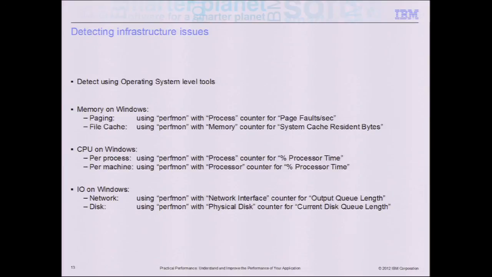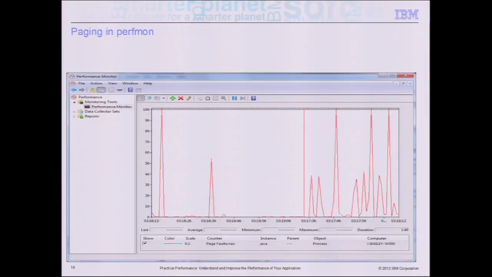On AIX, you'd be using topas, and you'd be using vmstat to look for paging. So the tools change per operating system, but they are all available. Now, if we go in and look at my test case running on Windows, this is what perfmon shows me for paging. Those spikes of activity are paging happening on the system.